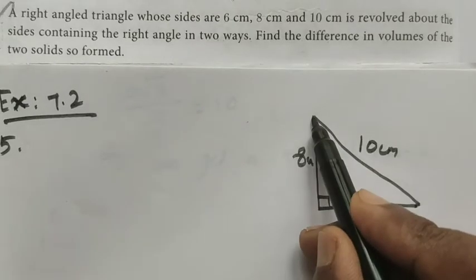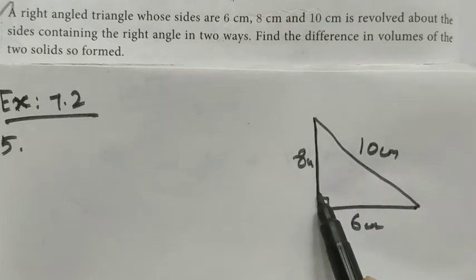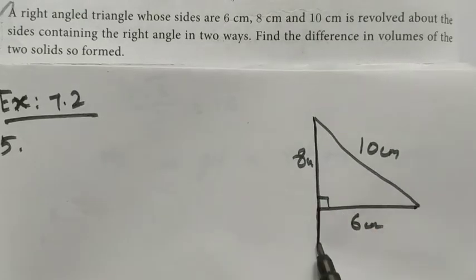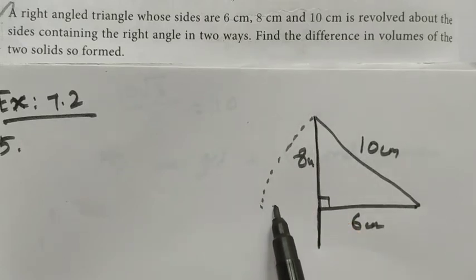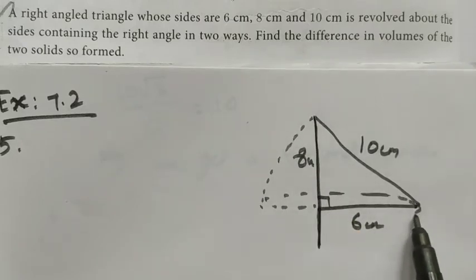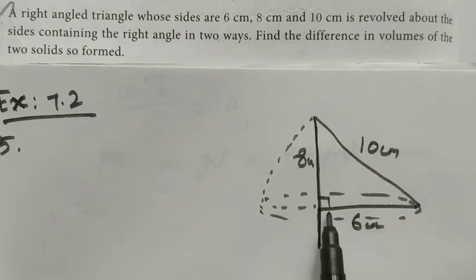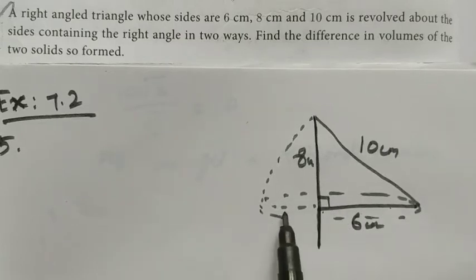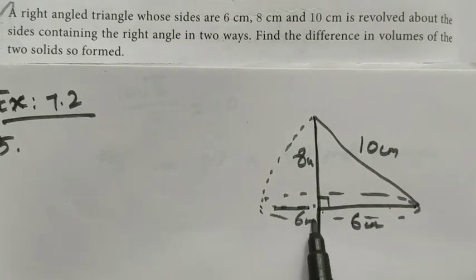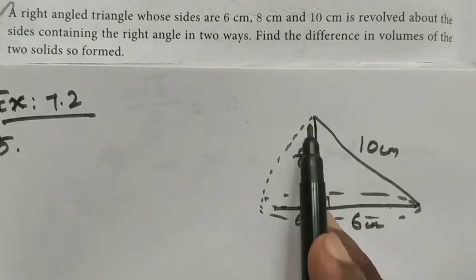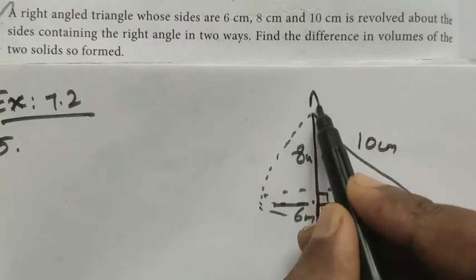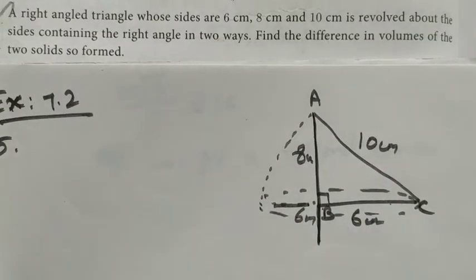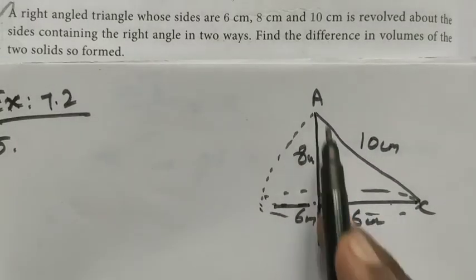See, if I place one stick here like this and rotate it, we get a conical shape, right? Then this is the radius, so this is 6 cm. The radius will be 6 cm, the height is 8 cm. Let me take it as A, B, C. It revolves around AB.